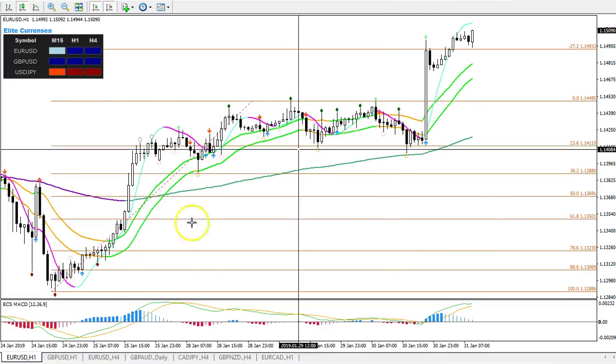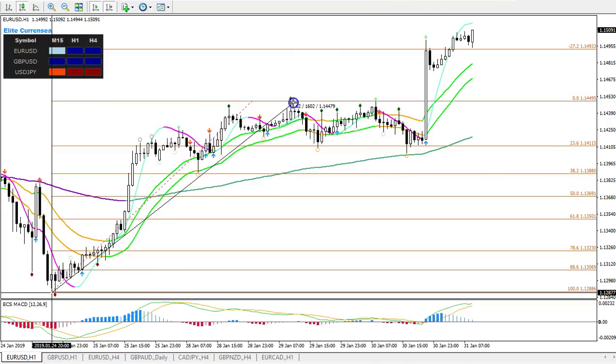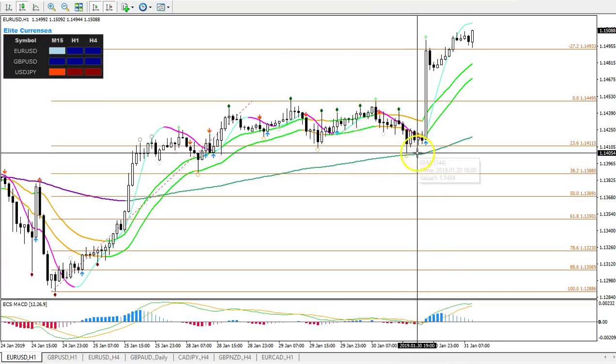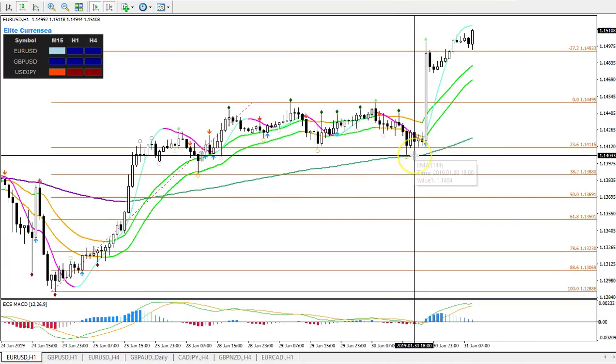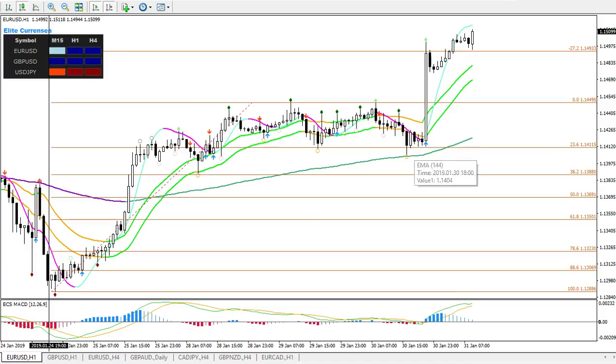So if you just measure the first leg, which is about 160 pips, and you add it to the bottom here, you get a target of about 115.60 for the moment. So I think there's definitely space up till that. Then we'll have to see how price responds to that level.